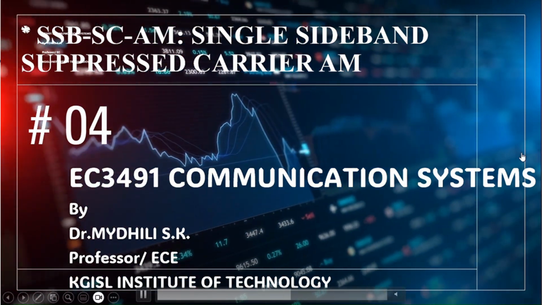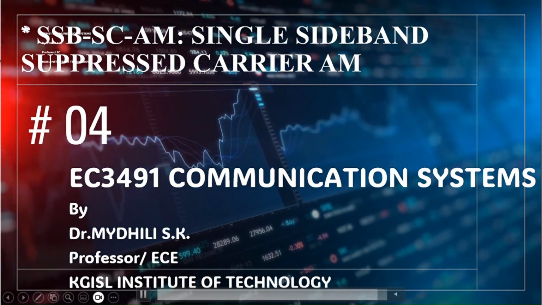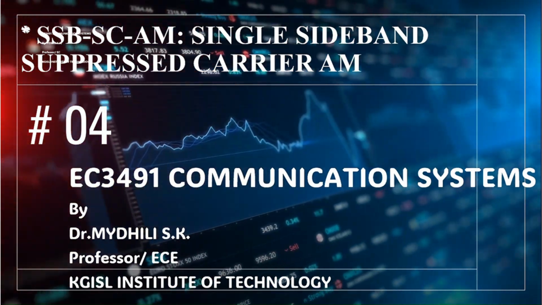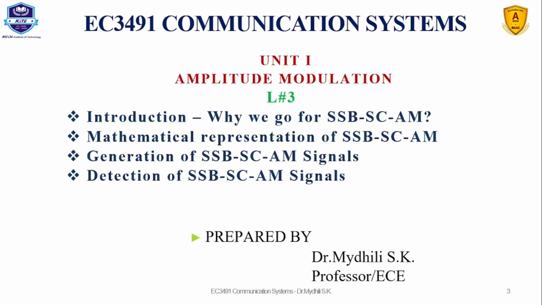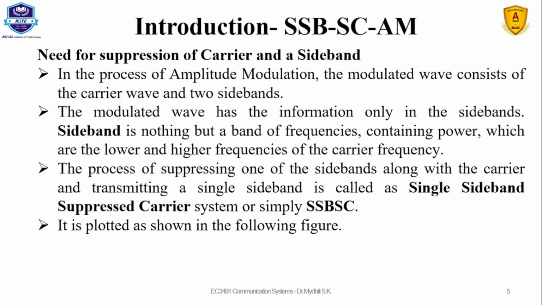In this session we are going to see about single sideband suppressed carrier AM. This also completes the generation part and the detection part of the same. So first, in the introduction, we'll see why we go for single sideband suppressed carrier AM. Then we'll derive the mathematical representation of the same, and then we'll see the types of generation for single sideband suppressed carrier AM and detection of the same. Finally, we'll touch on the power calculation and comparison, how the power is calculated and why it is necessary to suppress all these sidebands.